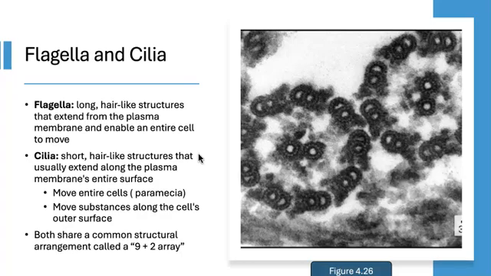And both the flagella and cilia are going to share a common structural arrangement, and this is going to be called the 9-2 array, meaning that we have a ring of 9 microtubule doublets, so you could see these kind of coupled together, surrounding a single microtubule doublet in the center.